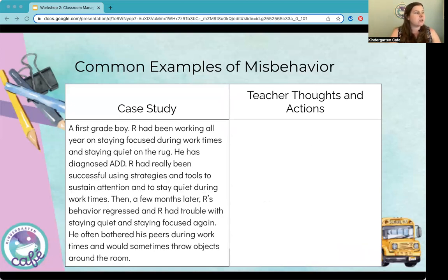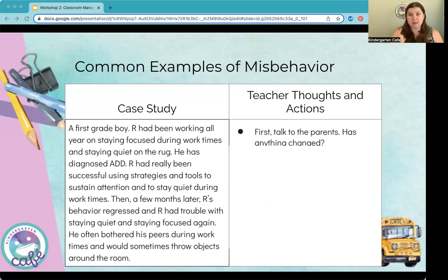So here's another one. A first grade boy, R, had been working all year to stay focused during work times and staying quiet on the rug. He has a diagnosis of ADHD. And he's been really successful using strategies and tools to sustain attention and to stay quiet during work times. But then his behavior regressed a few months later and he had trouble staying quiet and staying focused again. And he started bothering his peers during work times and would sometimes throw objects around the room.